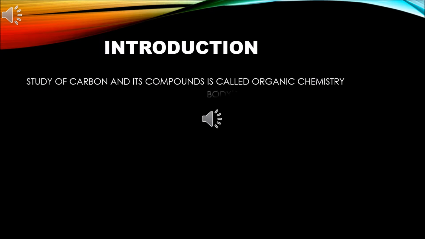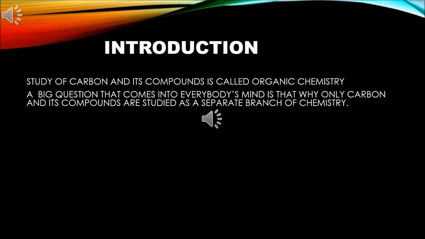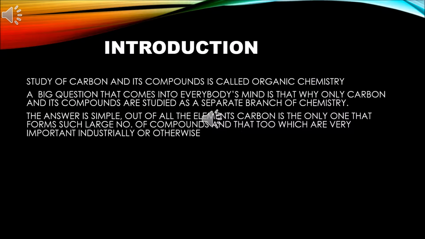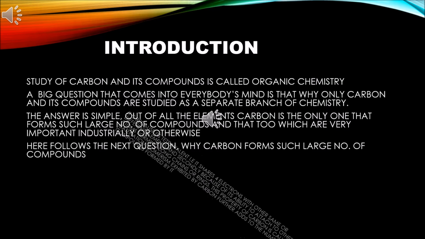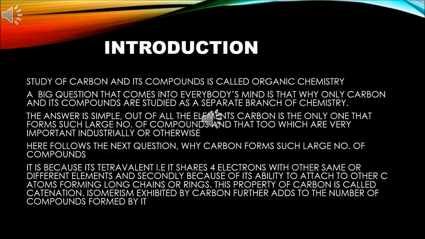To begin with, the study of carbon and its compounds is called organic chemistry. Now, a big question comes into everybody's mind: why are only carbon and its compounds studied as a separate branch of chemistry, while a total of 117 elements are known? The answer is very simple. Out of these 117 elements, carbon is the only one that forms such a large number of compounds, and that too which are of immense importance industrially or otherwise.